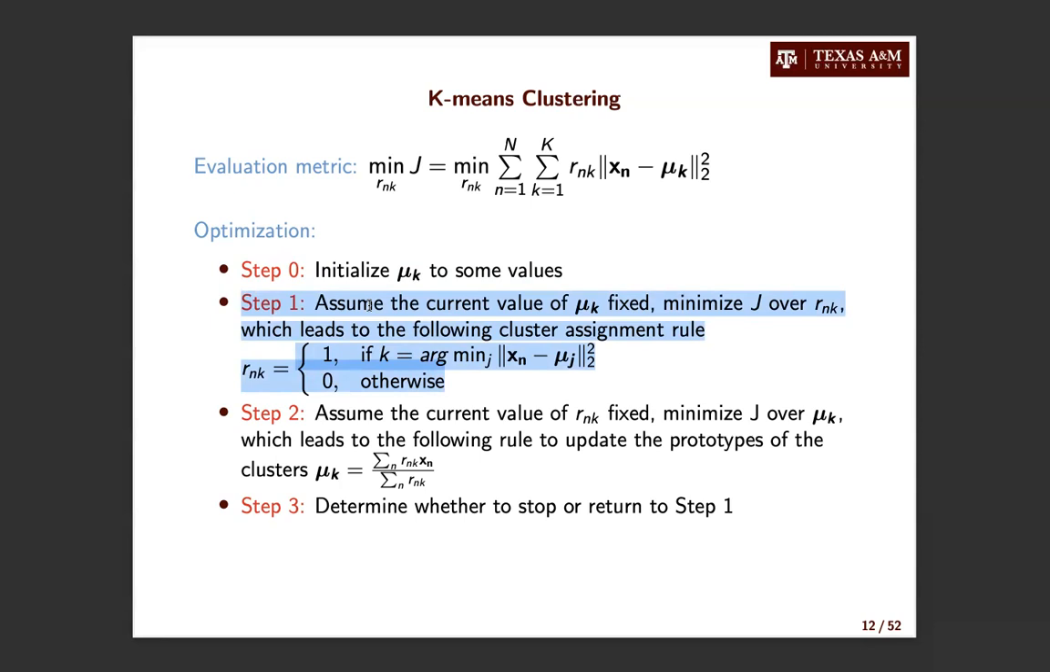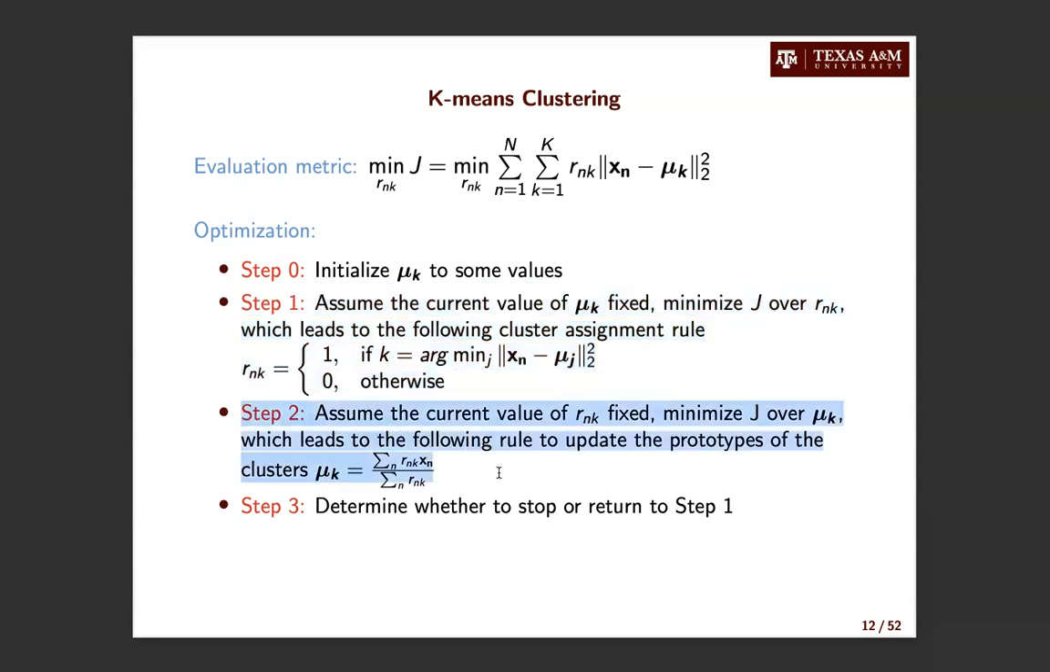As the first important step, we assign each data sample to the cluster whose mean is closest to that data sample. So we are computing the distance between each data sample and the mean of each cluster, and the cluster for which this distance is the minimum is the one to which sample x_n is assigned. And this is essentially what this equation is all about. So in step number 1, we assign each data sample to the cluster that has the closest mean to that data sample.